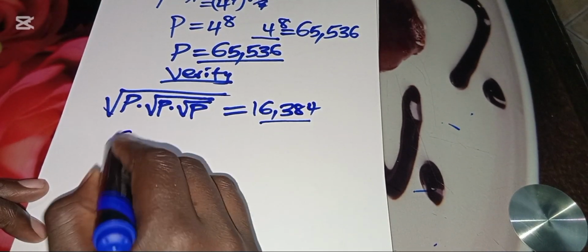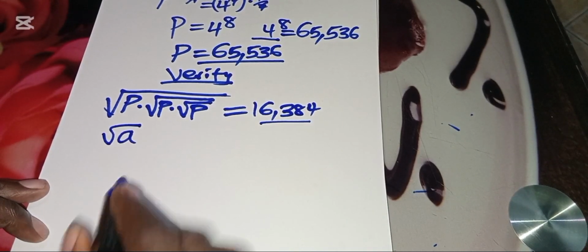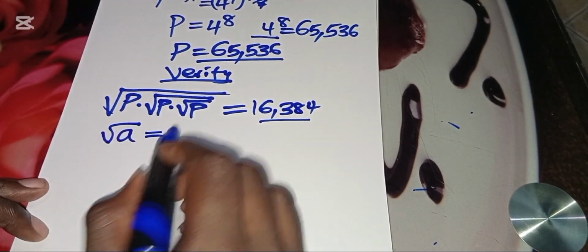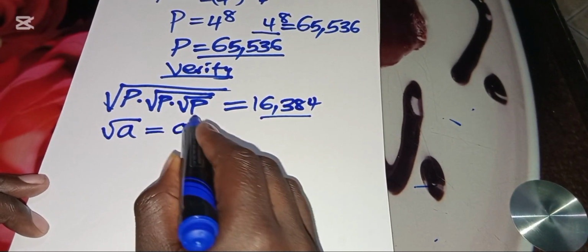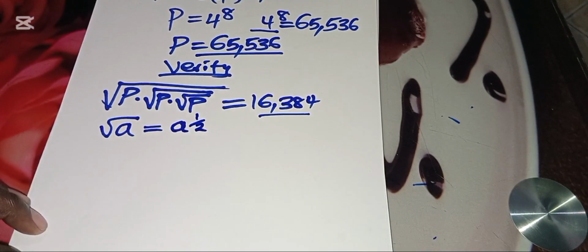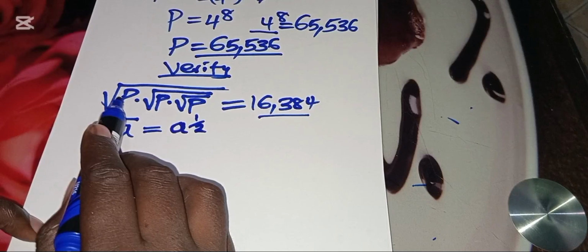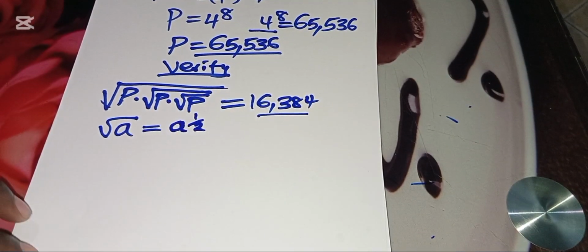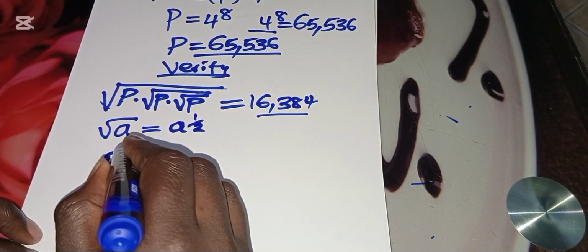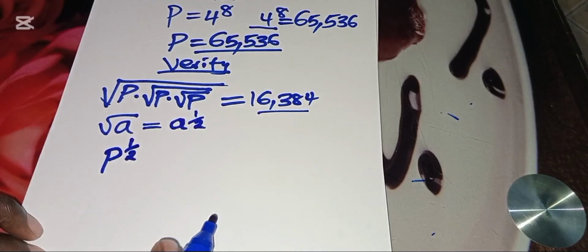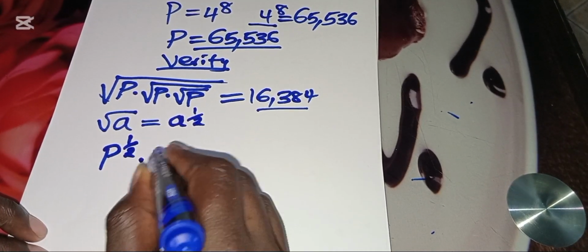Now, if you have square root of a, let me just give that as an example, square root of a can be expressed as a raised to power half. The same case here, we can do that. You find that the first p has only one square root sign, so that means we have p raised to power half multiplied by p.